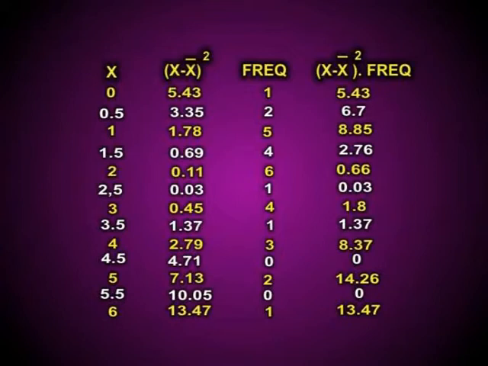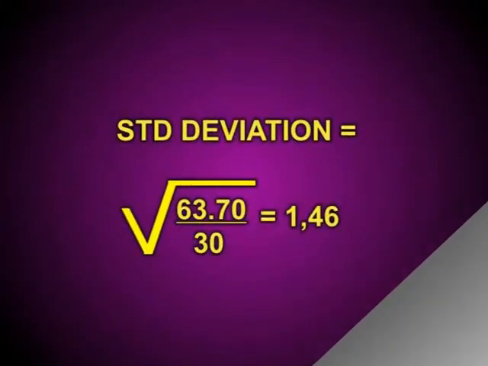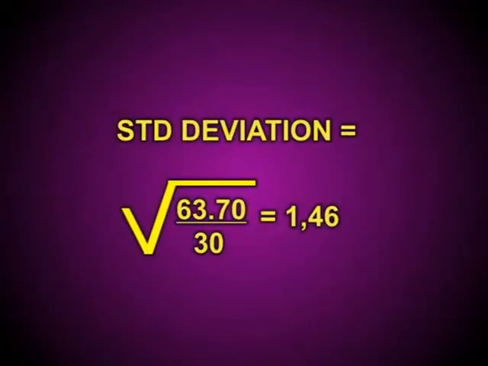What I'm now going to do is add up everything in my last column. That will come to 63.70. Now to get my standard deviation. Standard deviation will equal the square root of the sum of my fourth column, 63.7, divided by my number of observations, which is 30. Square root of 63.7 divided by 30 will equal 1.46. That means that my standard deviation is 1.46.